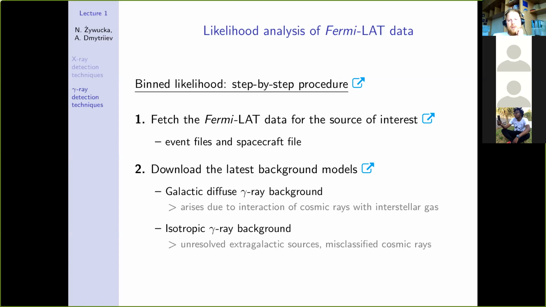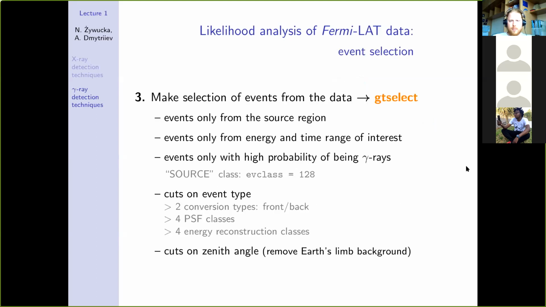So you download these models, they're also publicly available. Just click here. Then you need to make selections. Likelihood analysis involves more tools than aperture photometry. Some tools I already explained, like GT select, so I don't think I'm going to repeat. You select only from the source region, from the energy and time range you're interested in.